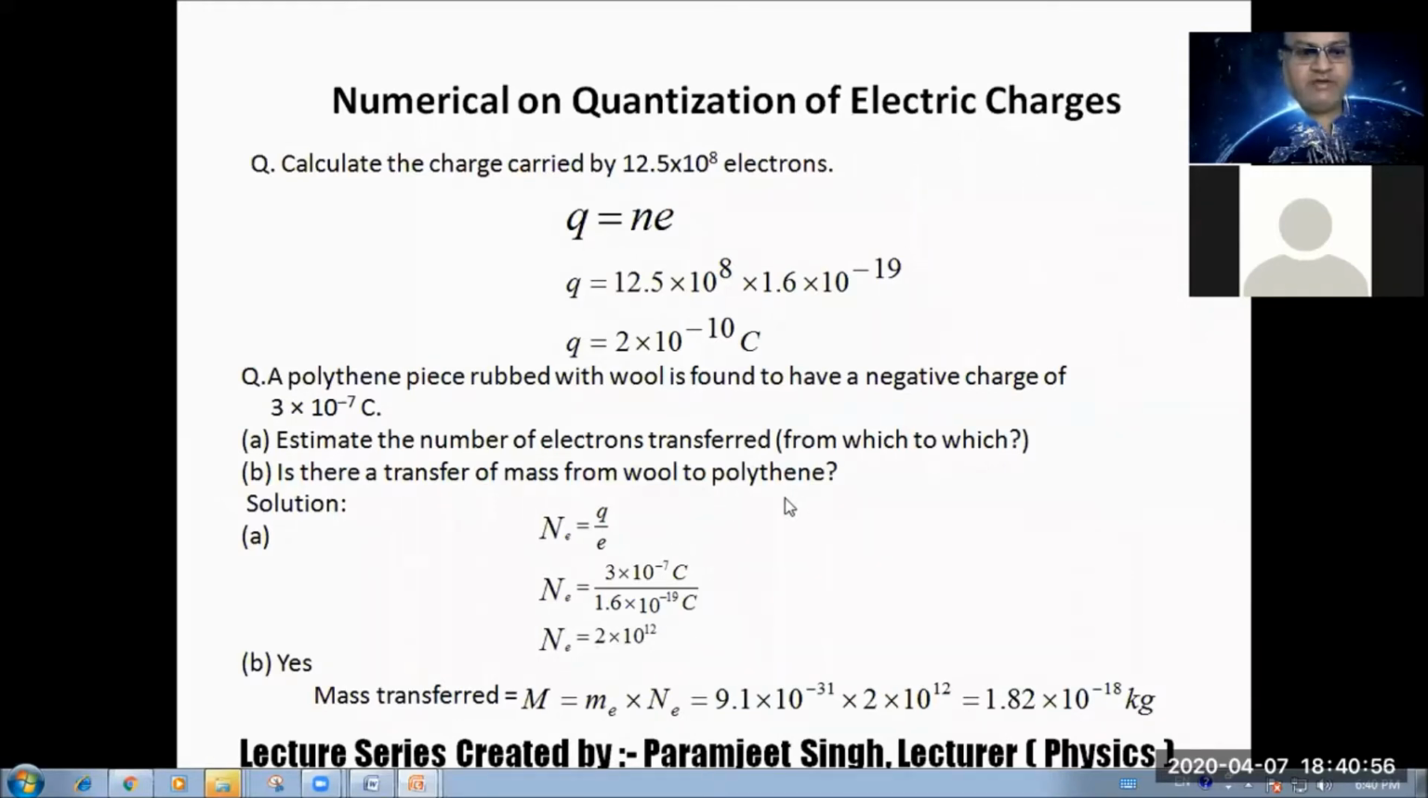From where to where? From which to which? Polythene piece rubbed with wool is found to have a negative charge. So there is negative charge on the polythene piece. It means electrons are gained by the polythene and lost by the wool. So wool is losing 2 into 10 raised to power 12 electrons and polythene piece is gaining 2 into 10 raised to power 12 electrons.